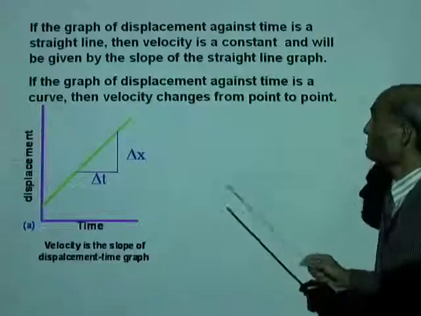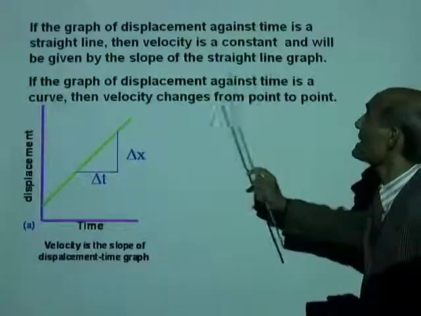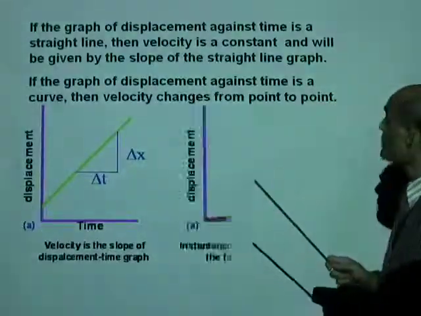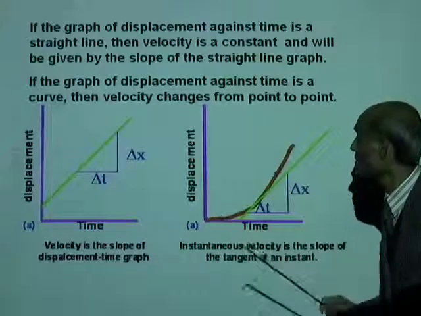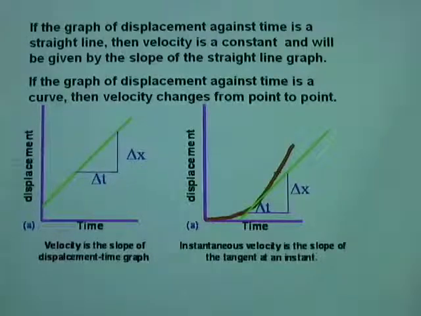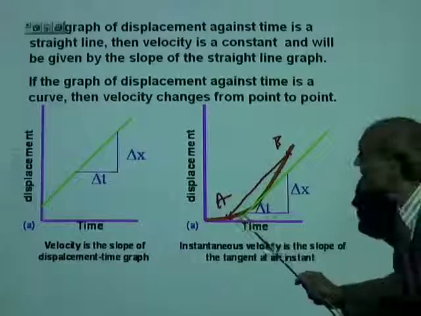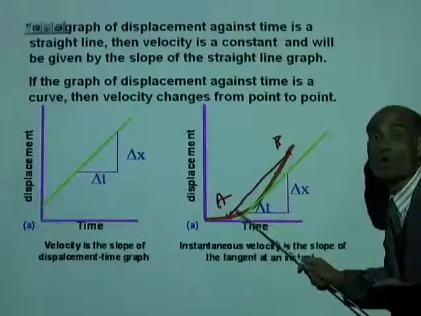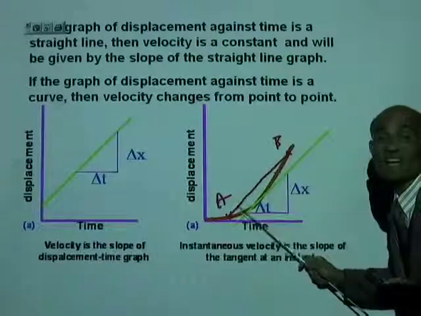On the other hand, if the graph of displacement against time is a curve, then the velocity changes from point to point. Here you have the velocity changes from point to point, and watch this carefully. If this is my point A and this is my point B, then if I draw the straight line there, this will be called a secant line. The average velocity between these 2 points will be the slope of the secant line.